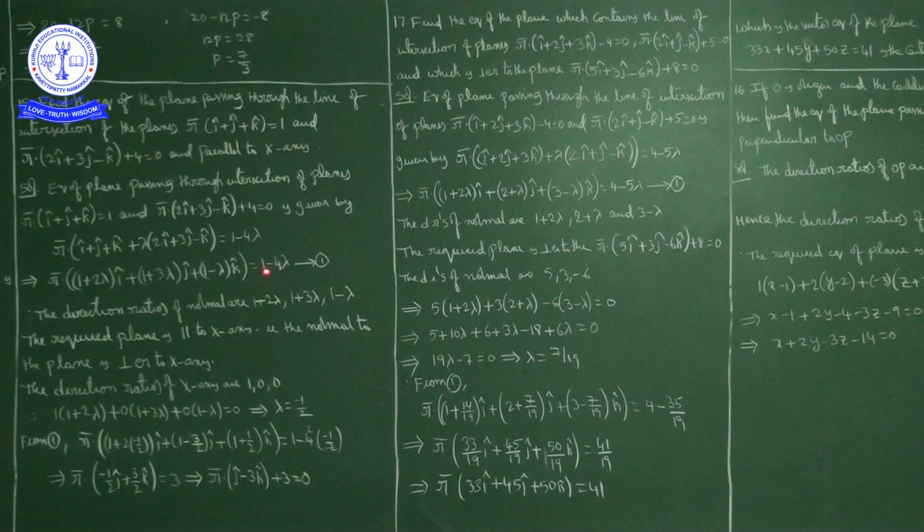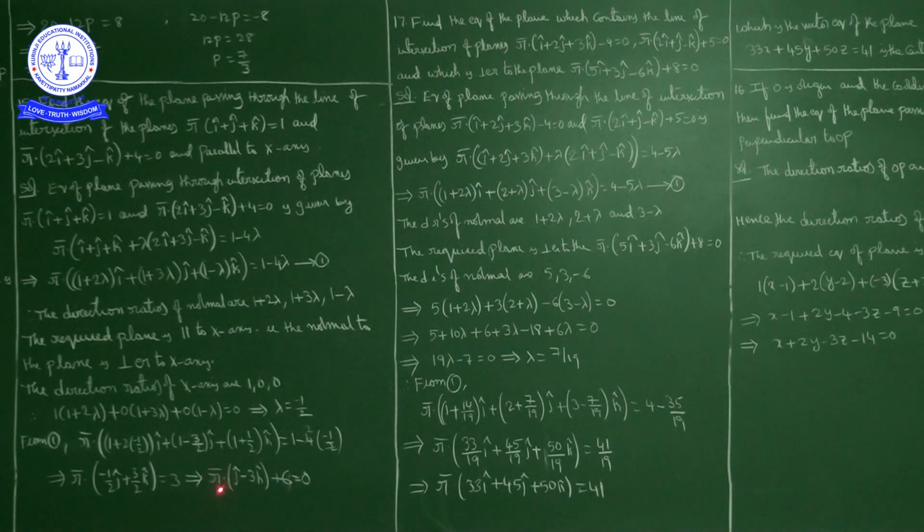So r bar dot minus 1 by 2 j cap plus 3 by 2 k cap is equal to, right hand side what we have, 1 minus 4 lambda. So 1 minus 4 into lambda value minus 1 by 2, minus of minus plus, 2 cancel, 1 plus 2 is 3. Okay, so the required equation of plane is r bar dot product with minus 1 by 2 j cap plus 3 by 2 k cap is equal to 3. Now further we can simplify like this, by taking LCM as 2.